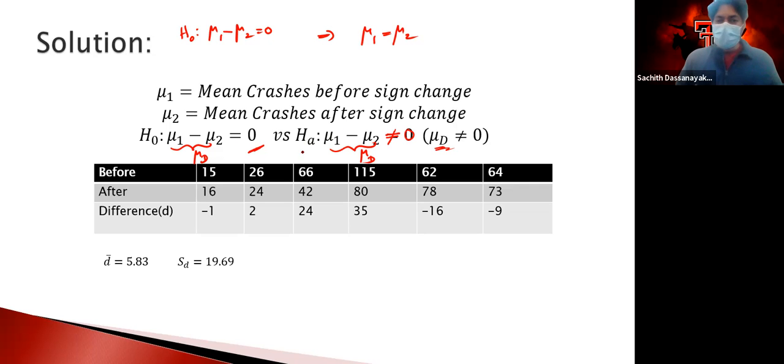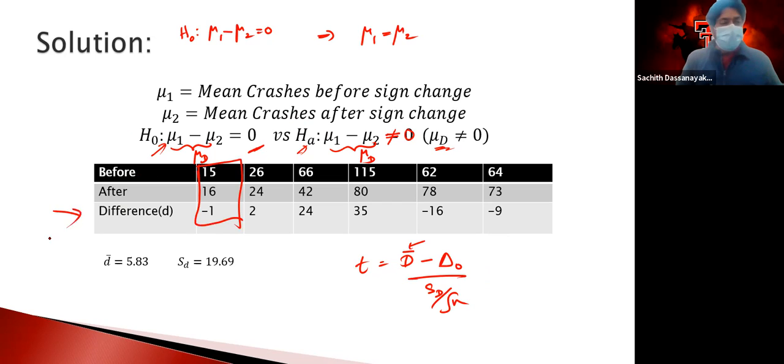So you have to test this, but you have to assume that this is true, then use your equation, which means T equals d bar minus delta naught over sd over square root of n. So you need these differences. You have to find the differences between each pair, before and after.